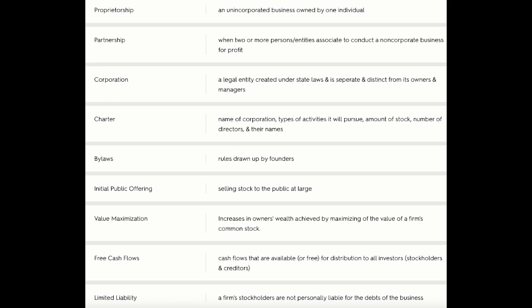The value of any business, other than a very small one, will probably be maximized if it is organized as a corporation. As the corporation grows, it faces three issues. If the corporation continues to grow, it may become successful enough to attract lenders, or it may even raise additional funds through an initial public offering, IPO, by selling stock to the public at large.